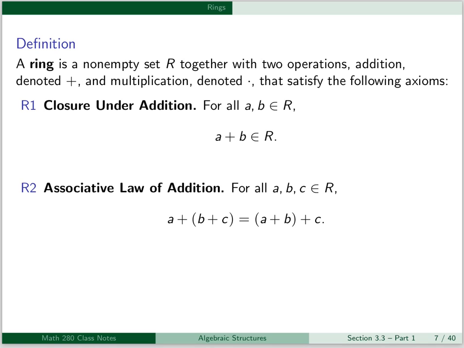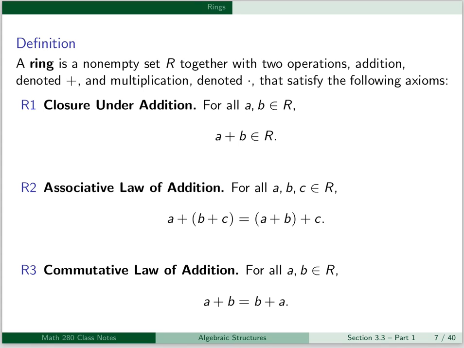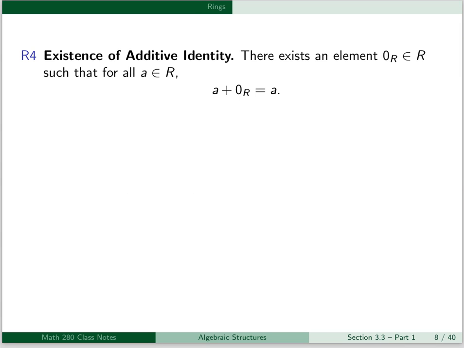For all a, b, c in R, a plus the quantity b plus c is equal to the quantity a plus b, plus c. Third is the commutative law of addition, R3. For all a, b in R, a plus b is equal to b plus a. Fourth, or R4, is the existence of an additive identity. And this states there exists an element 0 sub R in R such that for all a in R, a plus 0 sub R is equal to a.